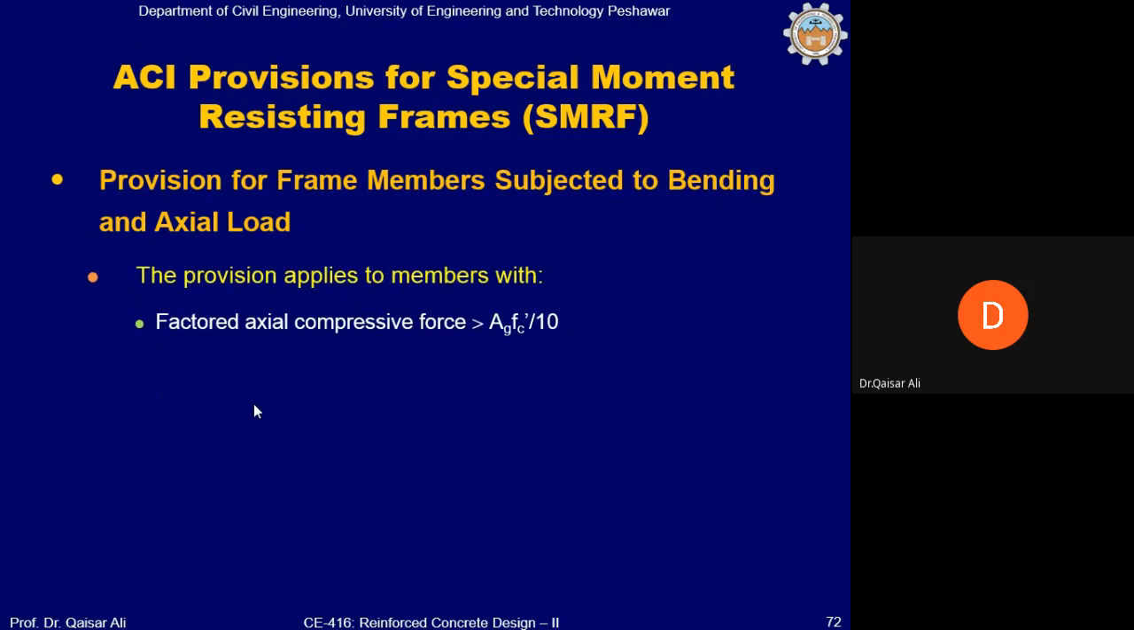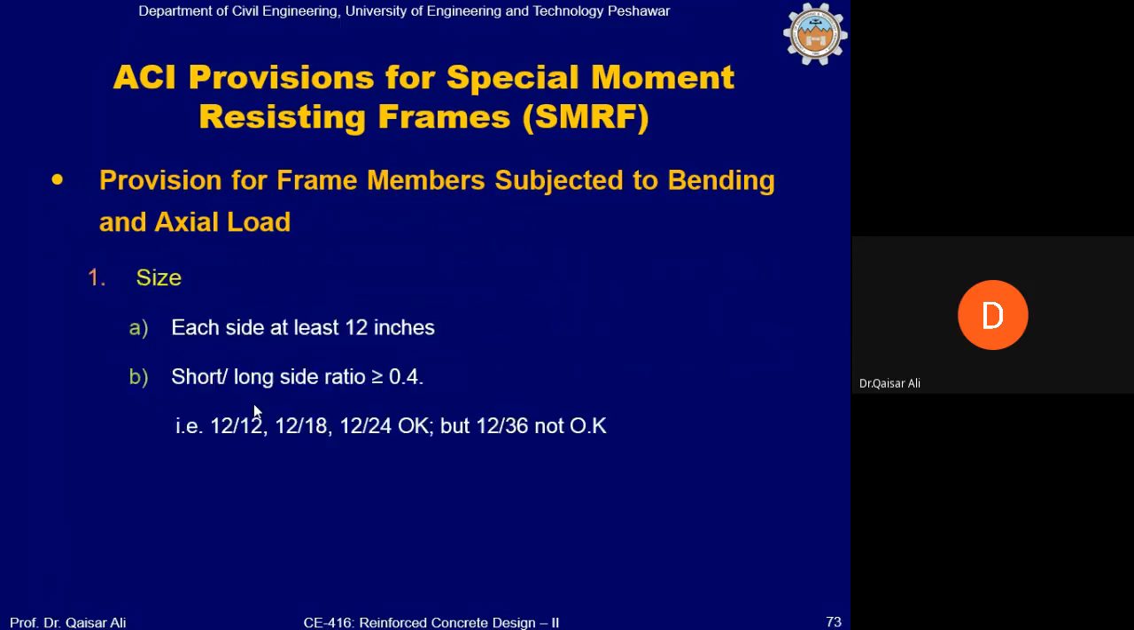So next are the provisions for columns. Provision for frame members subject to bending and axial load. So these are columns. If a column is part of a special moment resisting frame, then it should have these sizes and reinforcement. The size of the column which is part of a special moment resisting frame shall be at least 12 inches. And if it is a rectangular column, then the short to long side ratio must be greater than 0.4, which means that 12 by 12, 12 by 18, 12 by 24 columns are okay, but 12 by 36 columns are not okay because then the ratio is less than 0.4.